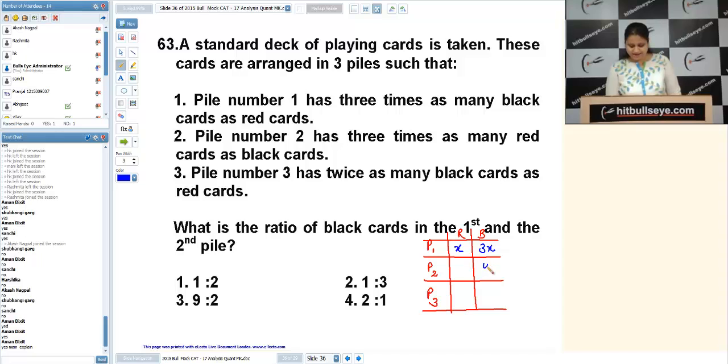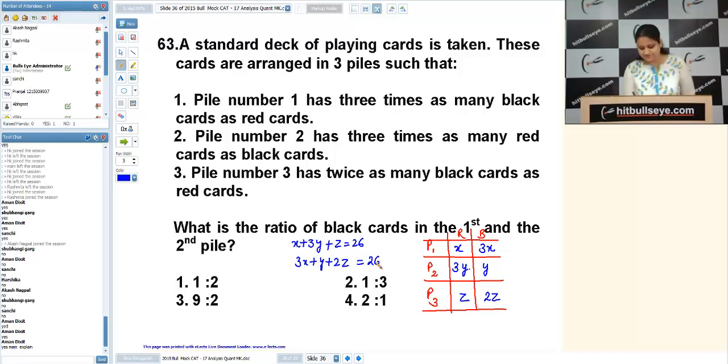Pile number 2 has 3 times as many red cards as black cards. Let us take black cards as y. Then how many red cards? There will be 3y. Pile number 3 has twice as many black cards as red cards. So let us take z here, 2z here. As we know, we are taking a standard deck of cards, and in a deck we have 26 black cards and 26 red cards. So I get two equations. One is x plus 3y plus z is equal to 26. The other is 3x plus y plus 2z, that is equal to 26.